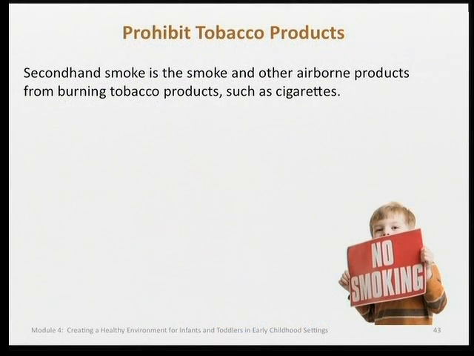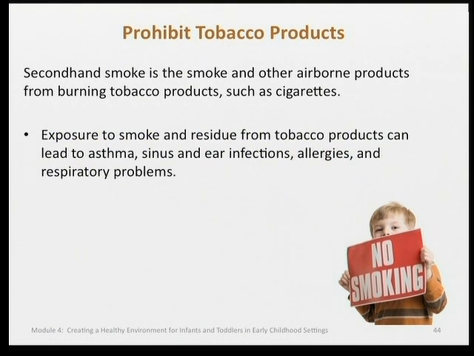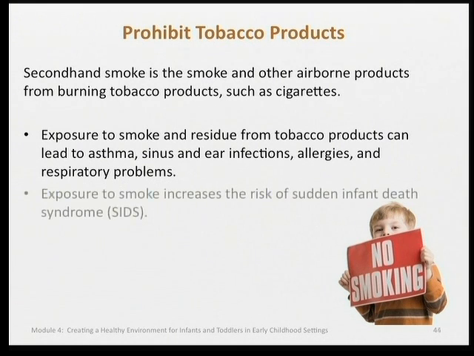Tobacco products are a primary factor in unhealthy air quality. Secondhand smoke is the smoke and other airborne products released by burning tobacco products, such as cigarettes. Prohibit smoking and all tobacco use not only in the facility, but everywhere on the program's property. Secondhand smoke can enter the indoor environment through doors and windows. Secondhand smoke has a significant impact on the health of young children. Exposure to smoke and residue from tobacco products can lead to asthma, sinus and ear infections, allergies, and respiratory problems. Research shows that smoke exposure also increases the risk of sudden infant death syndrome, or SIDS.